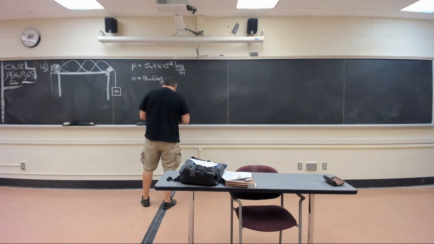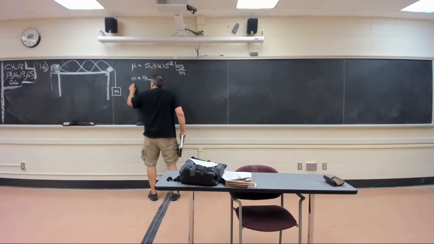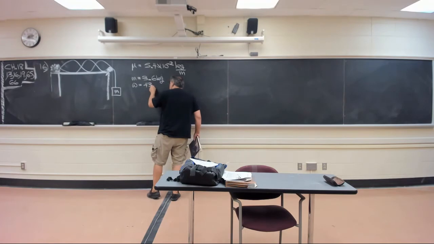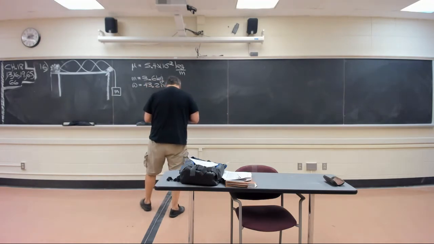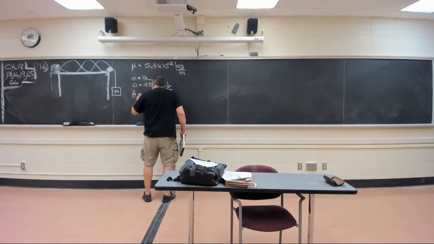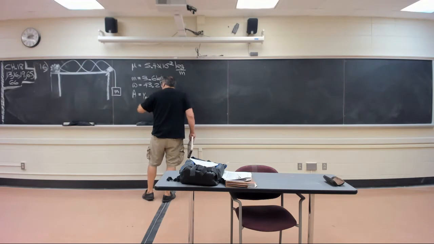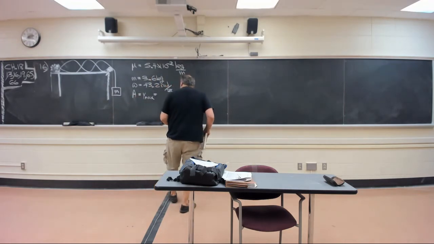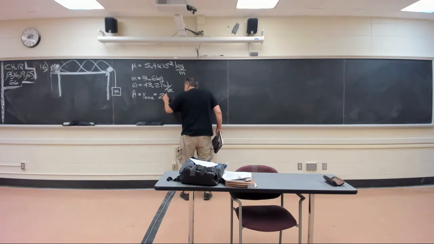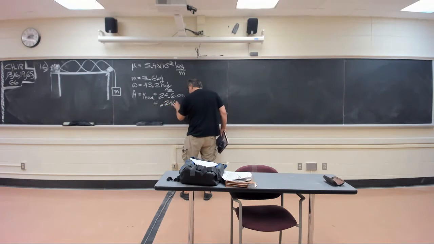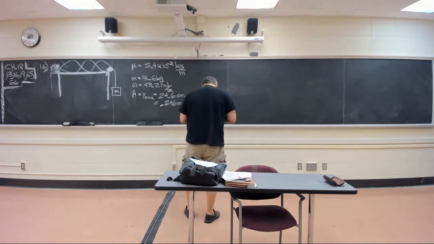The oscillator has an angular frequency of 43.2 radians per second. And the amplitude, A equals Y max. A and Y max are the same thing, you guys. They say that's 24.6 centimeters, which is the same as 0.246 meters. I think we're pretty good.